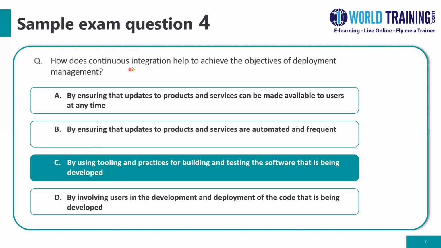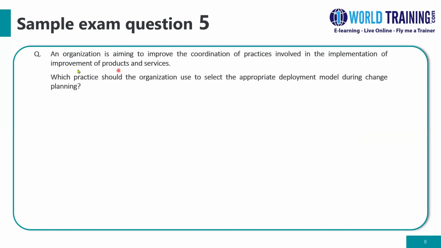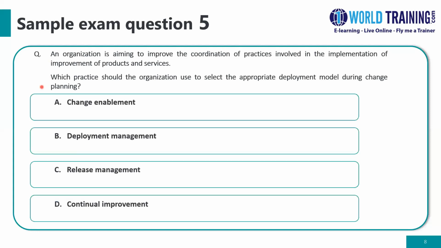We move on to the next question. Question number 5. An organization is aiming to improve the coordination of practices involved in the implementation of improvement of products and services. Which practice should the organization use to select the appropriate deployment model during change planning?